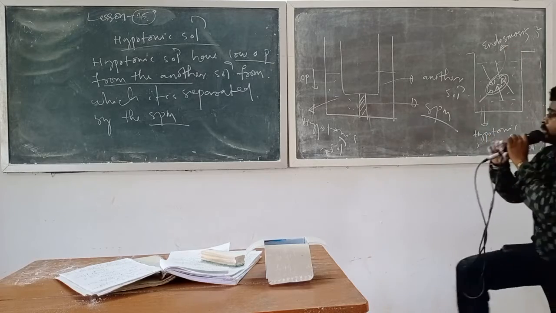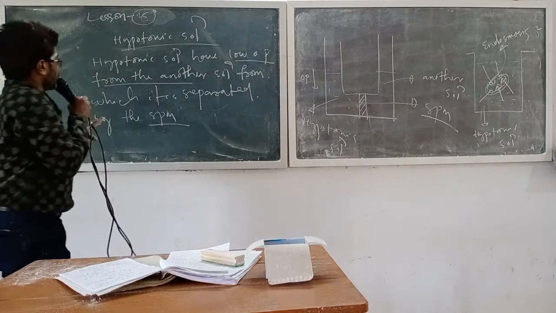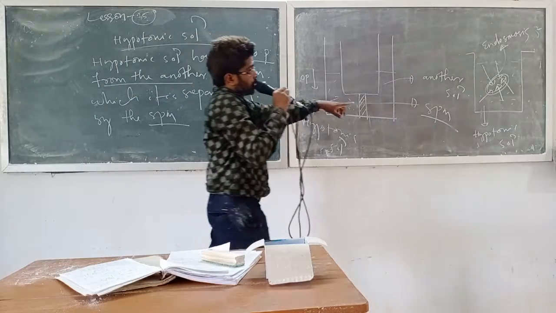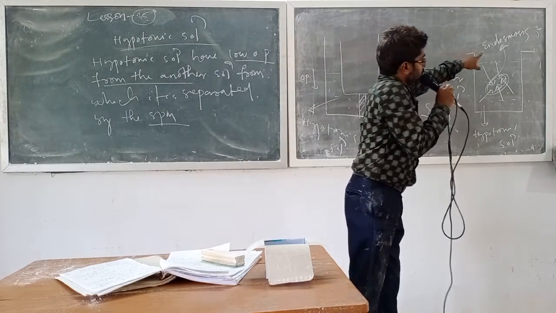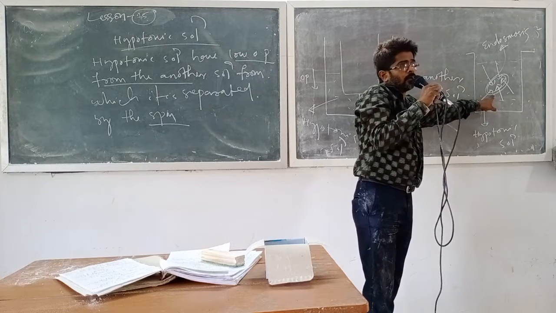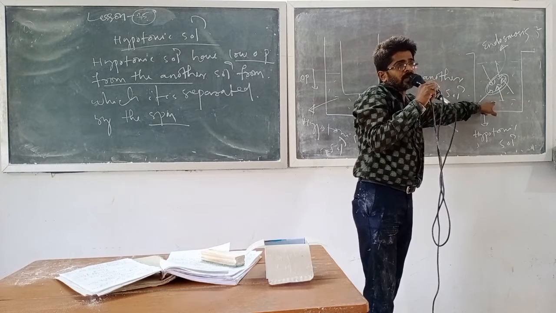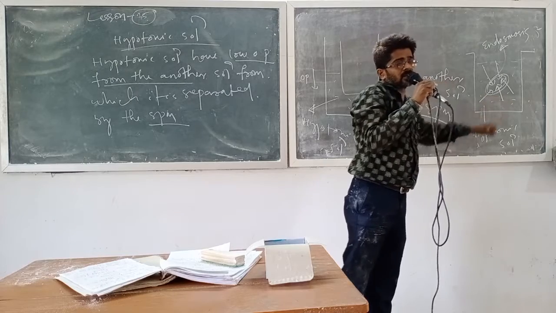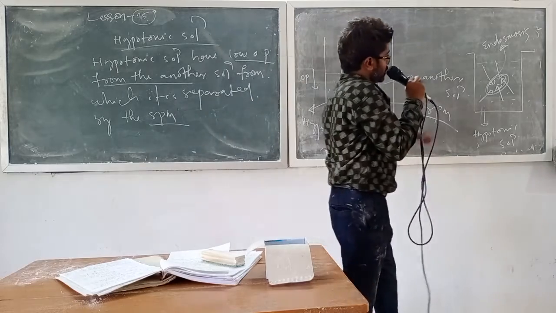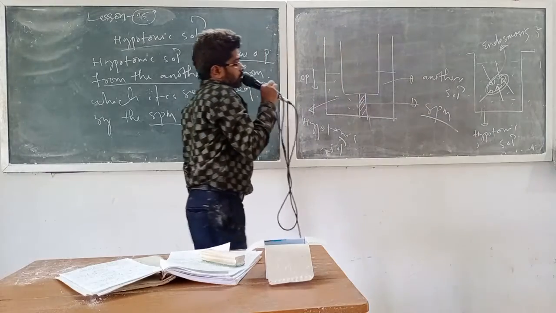Hypotonic solution has a low osmotic pressure than the other solution from which it is separated by a semi-permeable membrane. If I put a cell into a hypotonic solution, endosmosis will happen because water from the hypotonic solution will enter the inside of the cell. When water enters the cell from the outside, it is called endosmosis. So the cell size will increase, it will swell. This is all about hypotonic solutions.